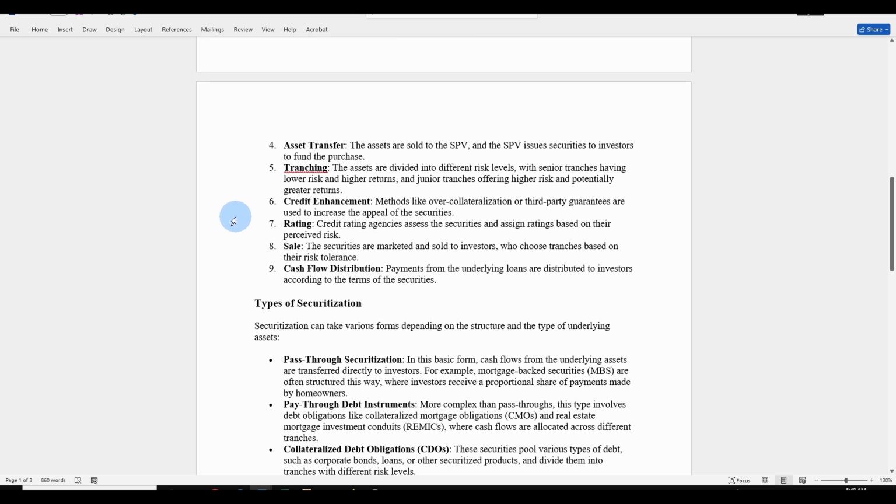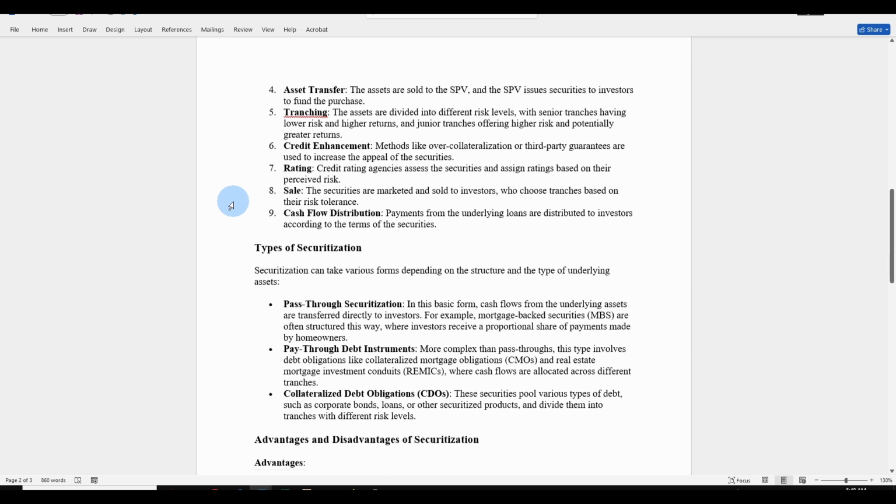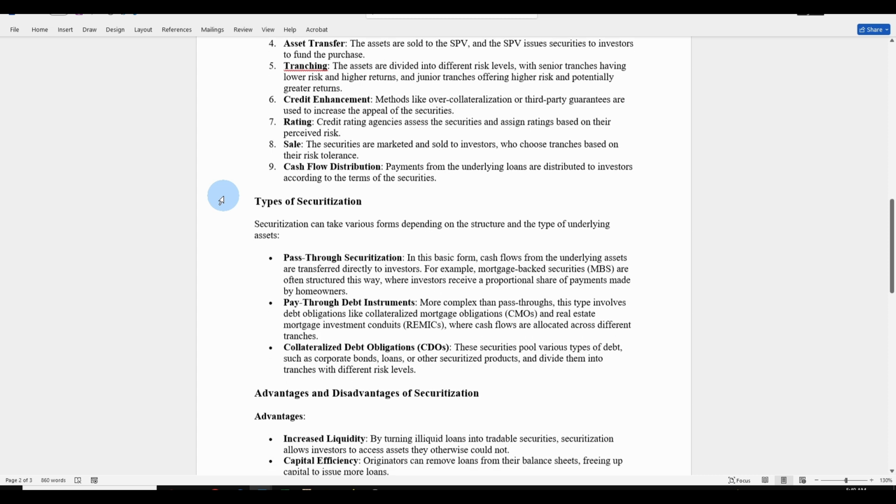Credit enhancement: methods like over-collateralization or third-party guarantees are used to increase the appeal of the securities. Rating: credit rating agencies assess the securities and assign ratings based on their perceived risk. Sell: the securities are marketed and sold to investors who choose tranches based on their risk tolerance. Cash flow distribution: payments from the underlying loans are distributed to investors according to the terms of the securities.